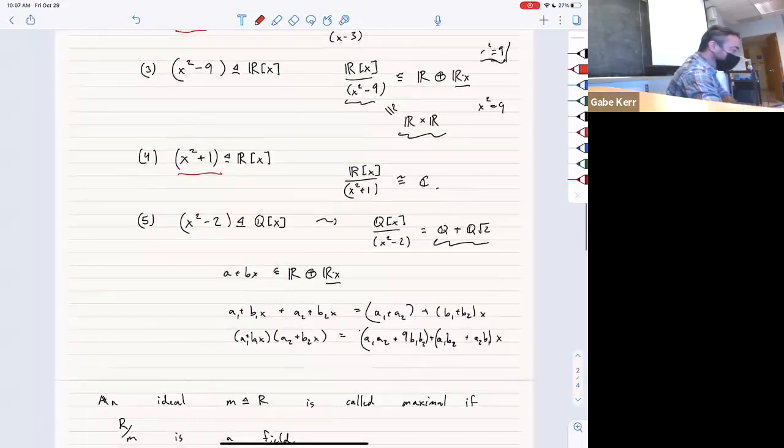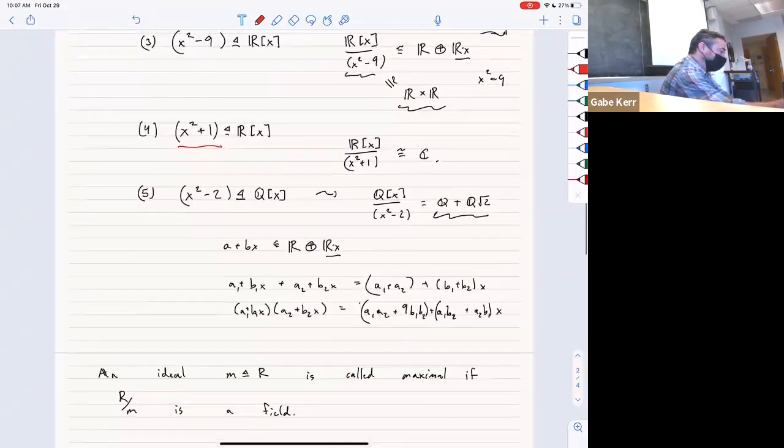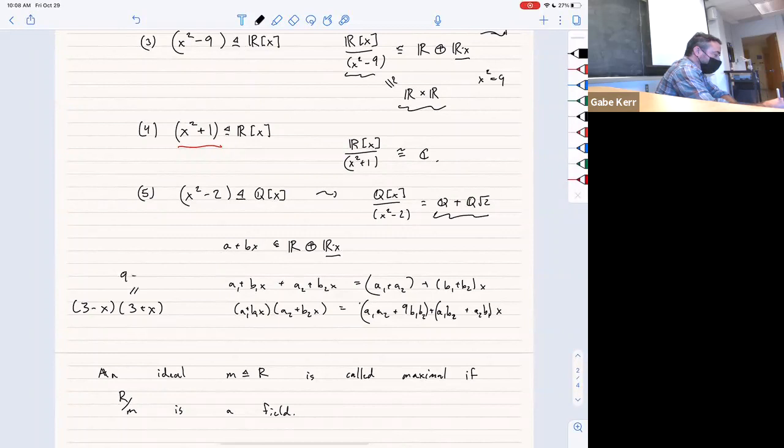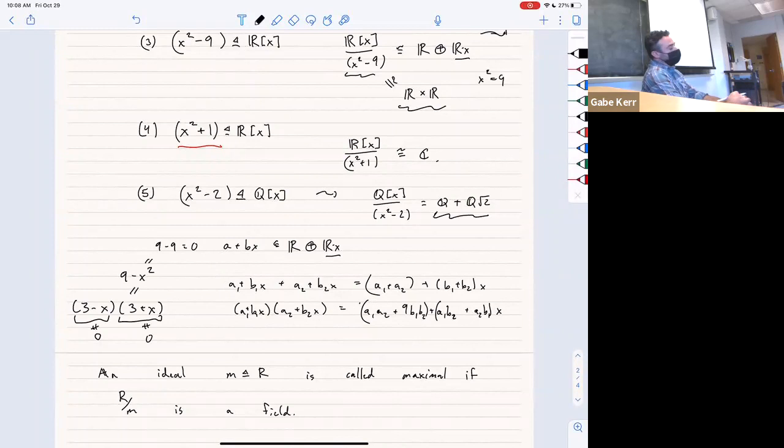Okay. So let me draw your attention to something in this ring as I've described it, which you should expect, but probably isn't on the top of your head. What happens if I do this? Well, I have the basic distributive property in my ring, so I get 9 minus x squared. X squared is 9, so this equals 9 minus 9, equals 0. However, these are both non-zero.